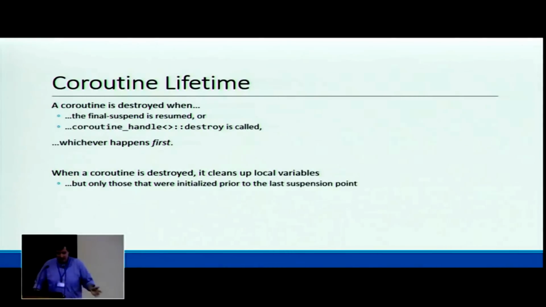So just a recap of the coroutine lifetime: the coroutine is destroyed whenever the final suspend is resumed, or the destroy function is called, whichever happens first. And then when a coroutine is destroyed, it cleans up all of its local variables, but only those that were initialized or constructed prior to the last suspension point that was reached.